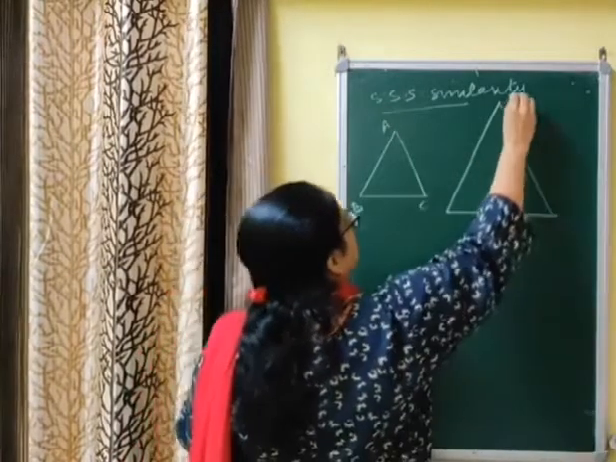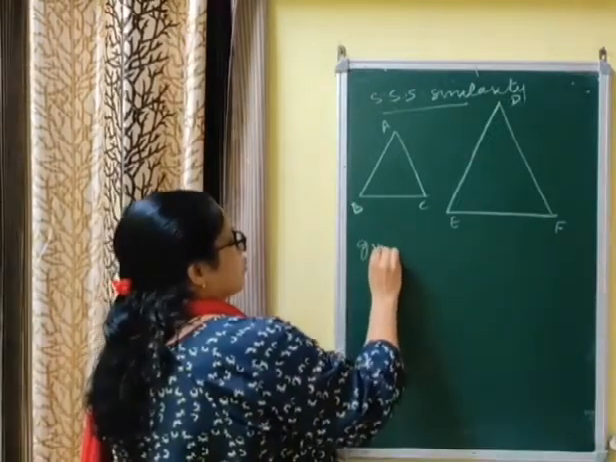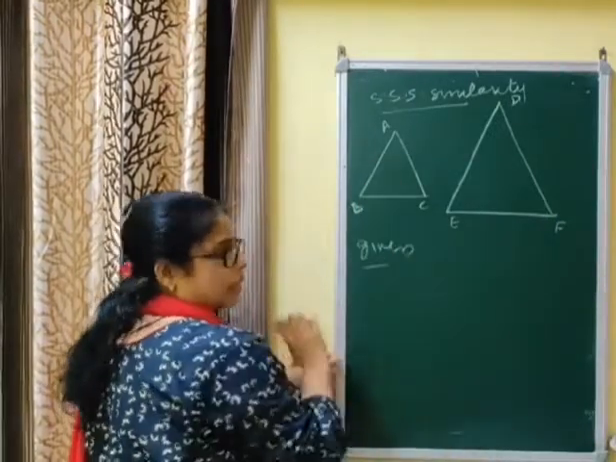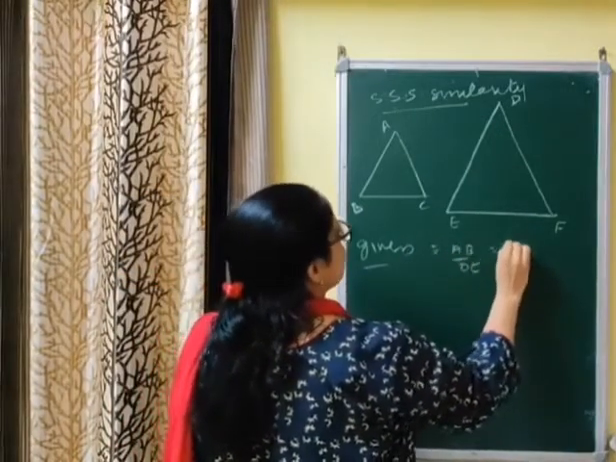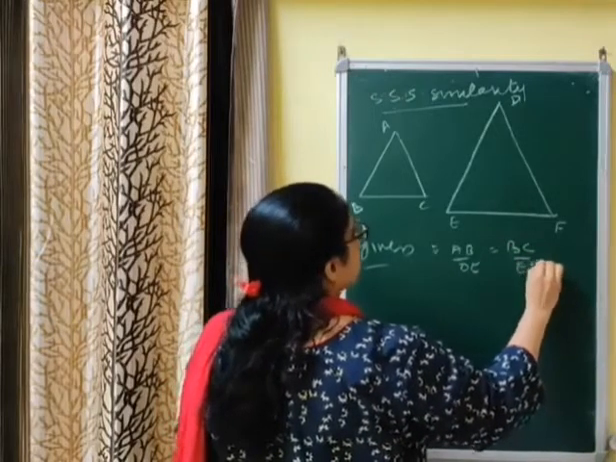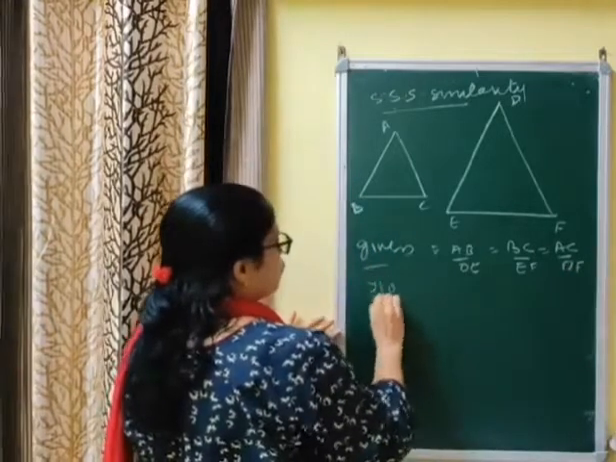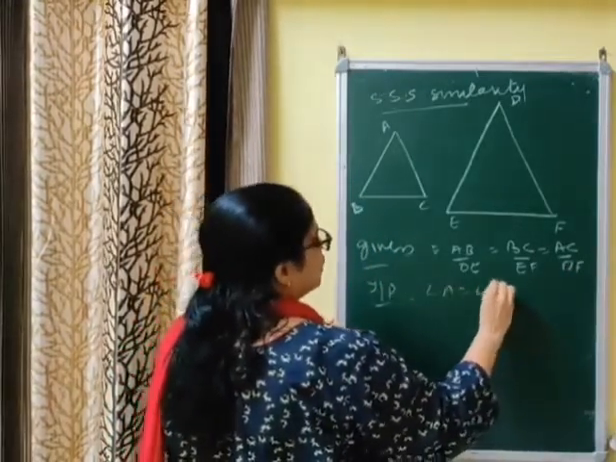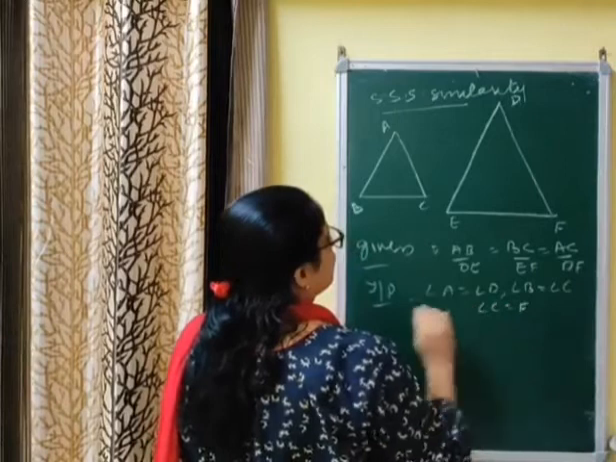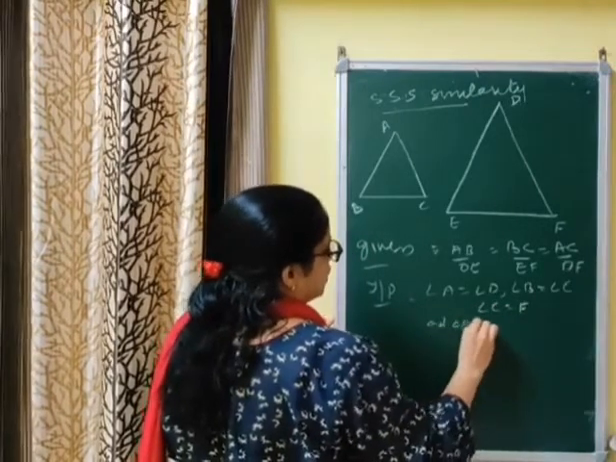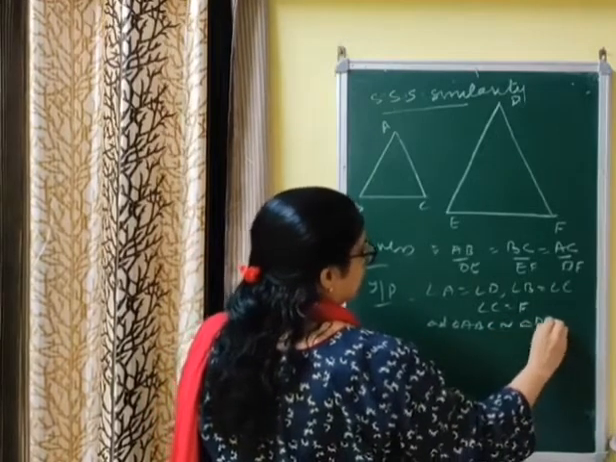Now again, like in the previous one, ABC and DEF are two triangles. In the previous case you were given that all the angles are equal. Here what are you given? You are given that AB by DE is equal to BC by EF is equal to AC by DF. To prove, you have to prove that angle A equals D, the respective angles, B equals E, and C equals F, and triangle ABC is similar to triangle DEF.